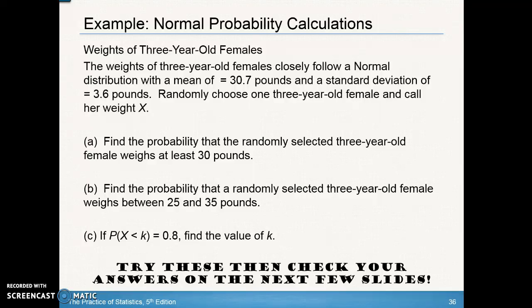Okay, so why don't you go ahead and take a minute and try this question and check your answers on the next slide. This is very similar. We're just taking a look at weights of 3-year-old females.